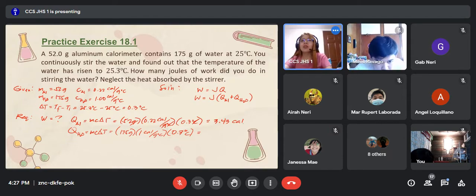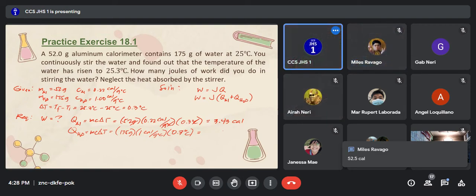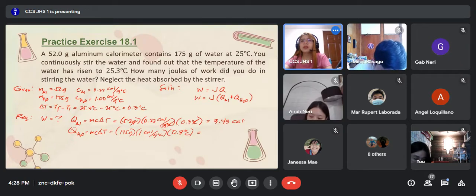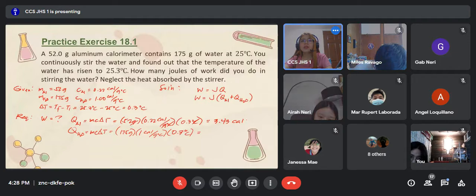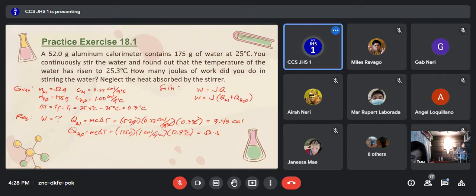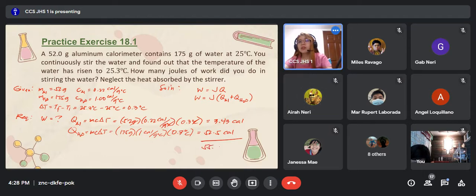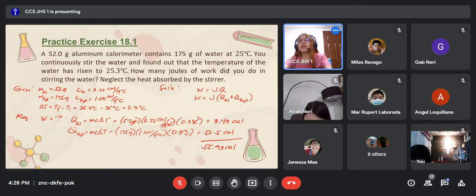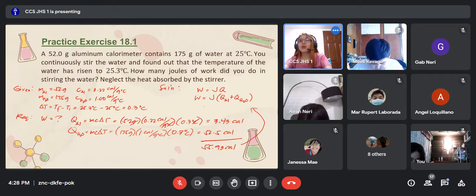175 times 1 times 0.3 is the heat of water. Multiply 175 times 1 times 0.3. The answer is 52.5 calories. Since you stirred the water, it got mixed. You're applying work to the water, which increases the temperature. So 3.43 plus 52.5 is 55.93 calories. We will now use this to solve for work.